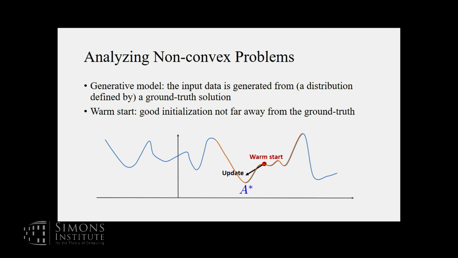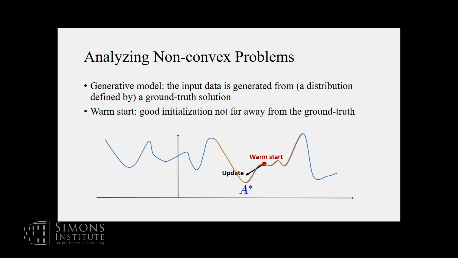So how do you model practical instances for machine learning applications? The most common way to do so is the so-called generative model, where you assume there's a ground truth solution. Here, let's say we have a ground truth A star matrix, and then you assume that the data is generated from a distribution defined based on this ground truth.